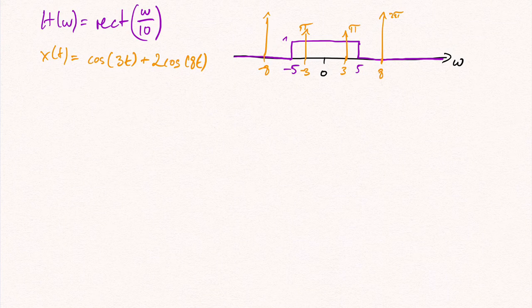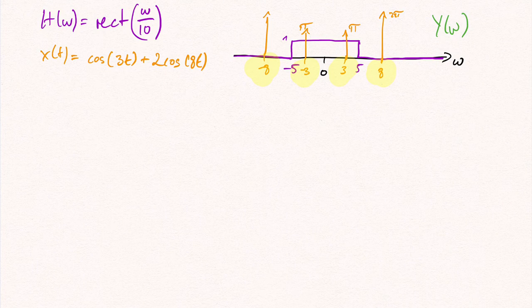Now multiplying both signals in the frequency domain yields the signal y of omega. Since x of omega is 0 for almost all frequencies, y of omega is also going to be 0 for almost all frequencies. We only have to look specifically at the frequencies plus and minus 8 radians per second and plus and minus 3 radians per second. The frequency components of x of omega at 8 and minus 8 radians per second are multiplied with the values of h of omega at omega equals plus and minus 8 radians per second, which are 0, so that y of omega is also 0 at 8 and minus 8 radians per second.